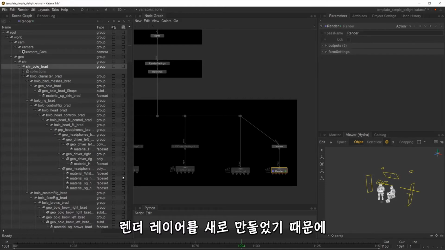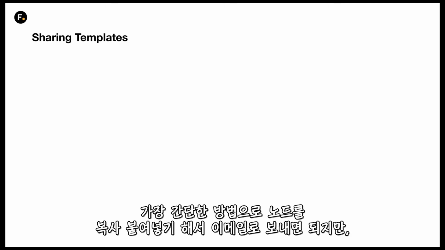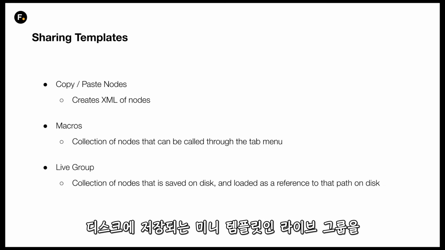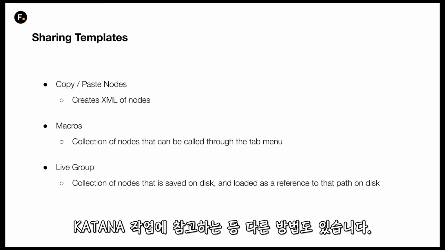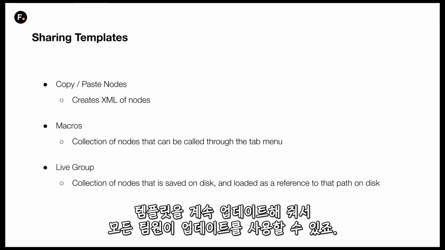Now that we've created a new render layer, the templating process makes it incredibly easy to pass this render layer setup to other artists on our team to reuse. In its simplest form, we could copy/paste these nodes and email them to someone. However, there are other options, such as macros, which are essentially a collection of nodes that we can load with the tab menu, and live groups, which are essentially mini templates that are saved to disk that we can reference into any Katana session. Live groups provide us a great amount of flexibility by allowing us to use the same mini template in multiple Katana sessions and update that template on the go, so that everyone on our team gets the updates.